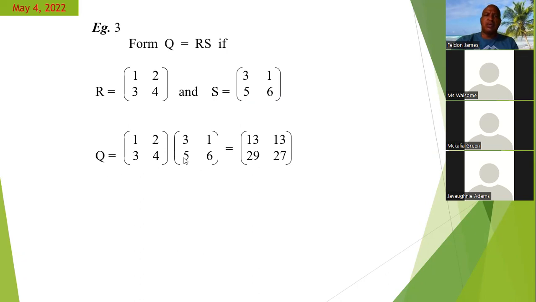So here now, Q would equal to, all right, 1 times 3 give you 3, 2 times 5, 10, 13. 1 times 1, 1, 2 times 6 is 12, give you 13. 3 times 3 is 9, 4 times 5, 20, 29. And 3 ones 3 plus 4 6s 24, give you 27. All right, that's what we got, right, guys? Yes, sir. Okay.